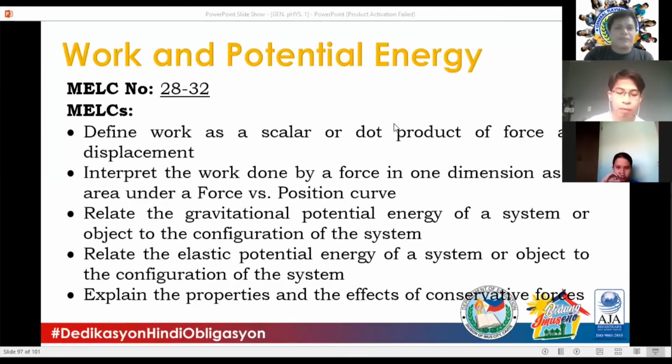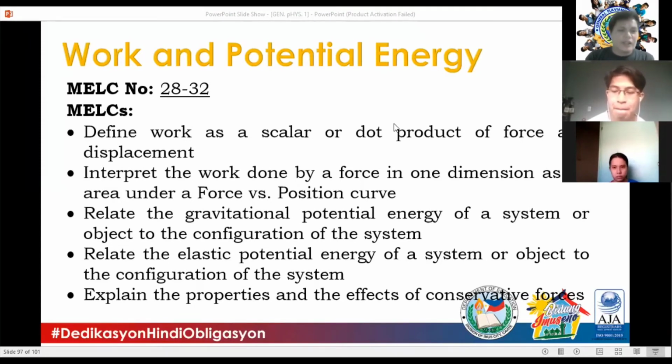So last time, we started discussing this concept, work and potential energy under most essential learning competencies number 28 to 32, week 6. So ito, defining work as a scalar or dot product of force and displacement. Interpret the work done by a force in one dimension as area under force versus position curve. But itong third up to fifth, hindi na natin na-tackle.